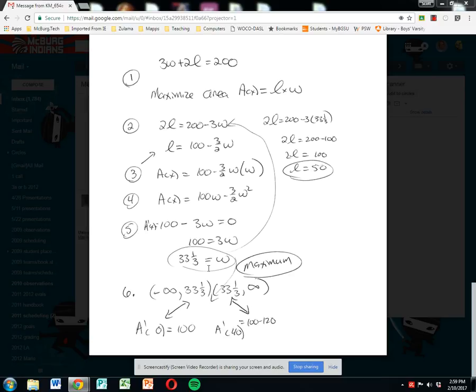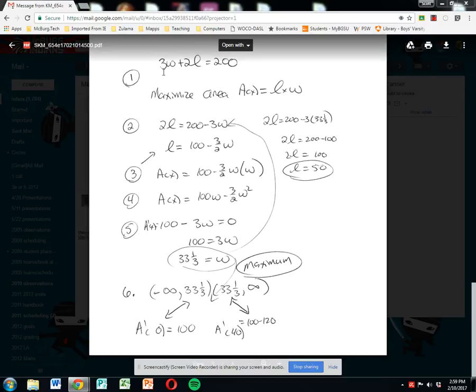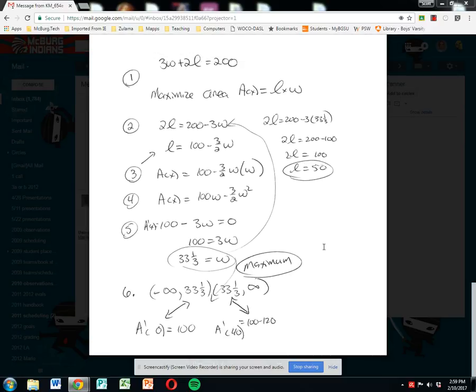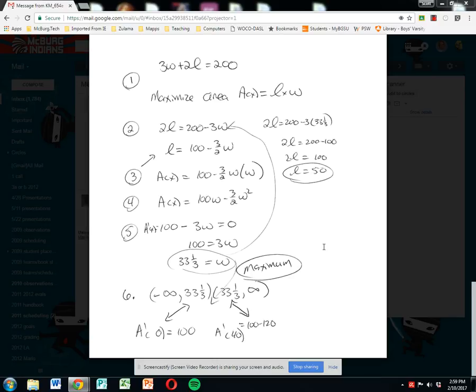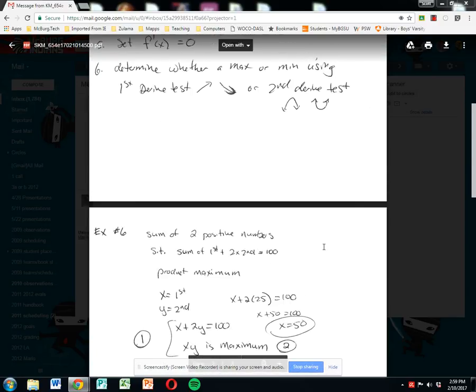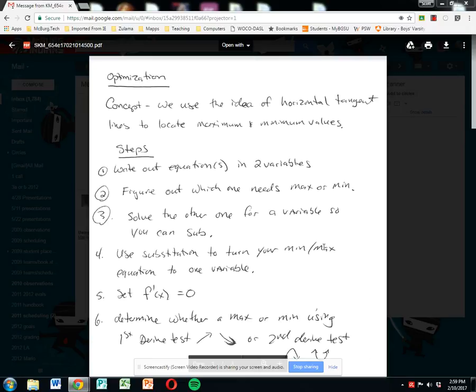So take W equal to 33 1/3 and plug it back into your other equation up here. So 3 times 33 1/3 plus 2L should equal 200. I solve for L. L is equal to 50. I've now found the dimensions of that particular figure. So again, here are some ideas of optimization, and we'll do a bunch of these problems on Monday.